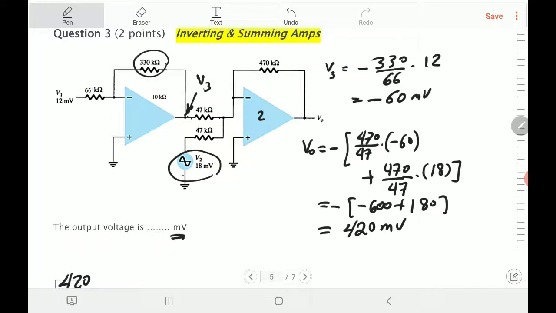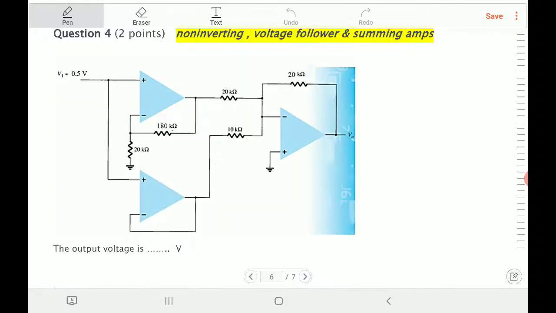And actually, this problem, I got it from the homework sheet I gave to you. I just changed the number. That's all. So if you did the homework, it will be just a piece of cake. Let's move to question number 4.